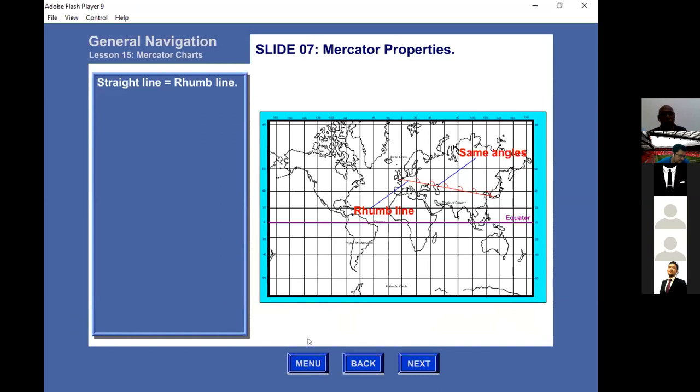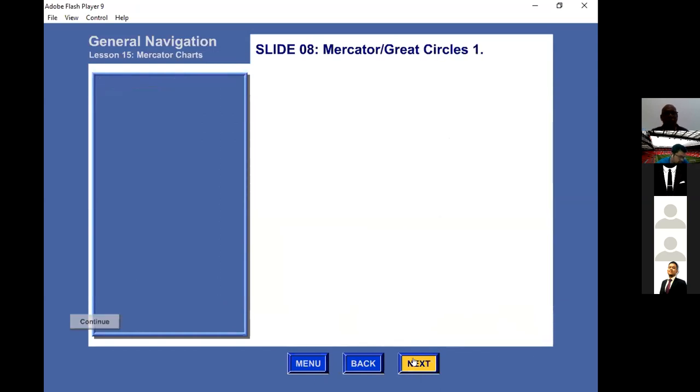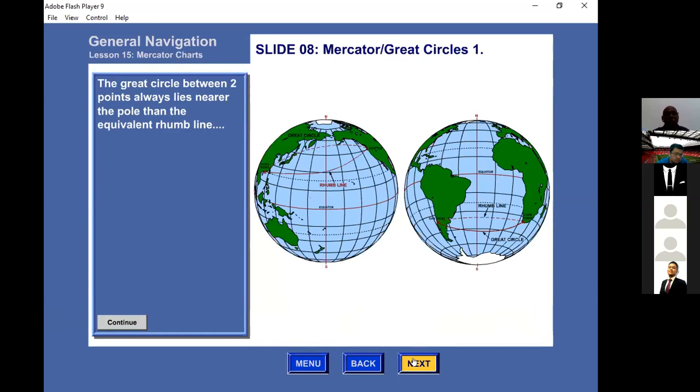All right. Okay. So, straight line, rhumb line. What is the shape of the equivalent great circle track? Now, on the globe, you'll see both. This is a rhumb line track. Okay. This is the great circle track. Now, what are the qualities of a rhumb line and a great circle? One is that the great circle is closer to the pole. The rhumb line is closer to the equator. That means the great circle is convex to the pole and the rhumb line is convex to the equator. Means the distance it is closest to the equator, as far as the great circle is concerned, it is closest to the pole.